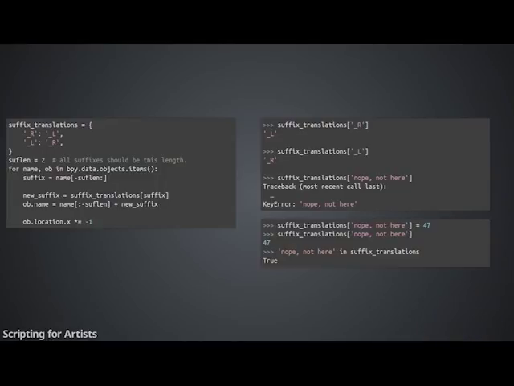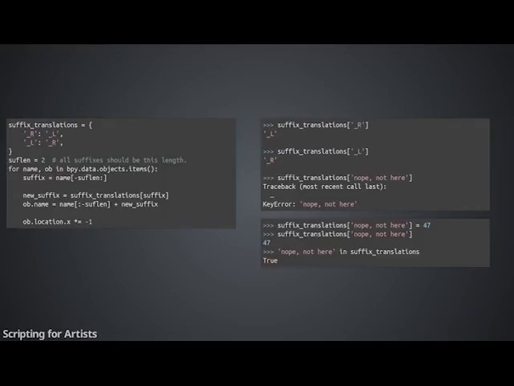So we can say suffix translations "nope, not here" equals 47, and then it does exist with the value 47. And also "nope, not here" in suffix translations will return True because now it exists. Before it would have returned False. As you can see, the in operator doesn't only work for strings, but it also works for collections in general.